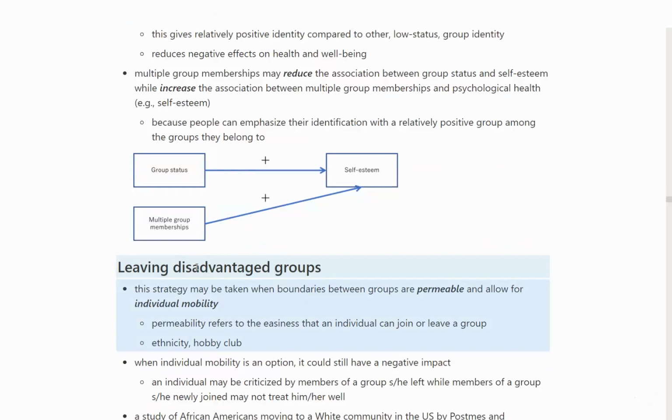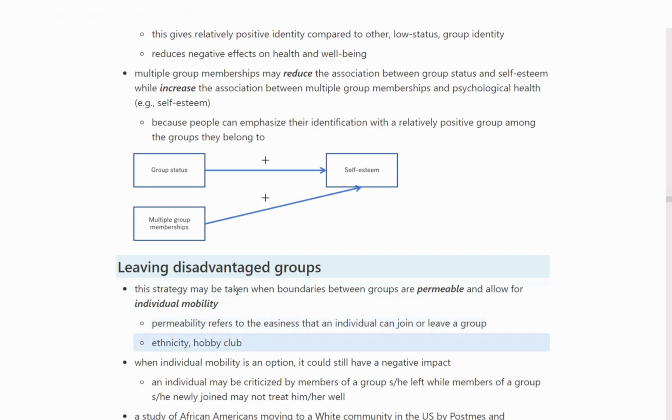So this is something we have talked about in the previous class. The permeability refers to the easiness with which an individual can join or leave a group. When they see that they can easily join or leave the group, they see that the permeability is high. And when they see the permeability is high, they are likely to leave the disadvantaged groups.